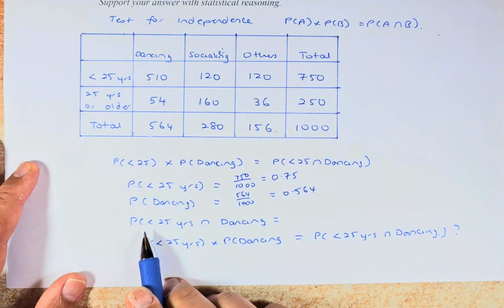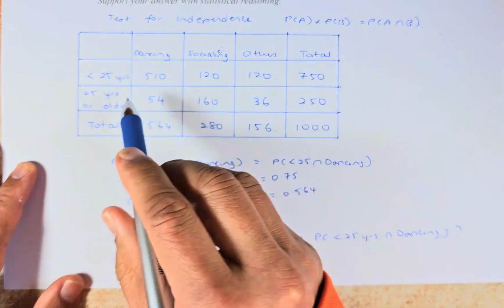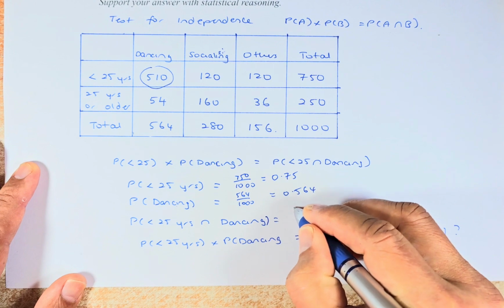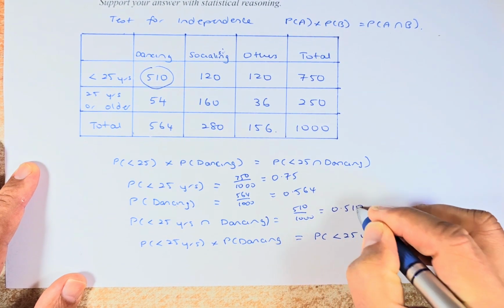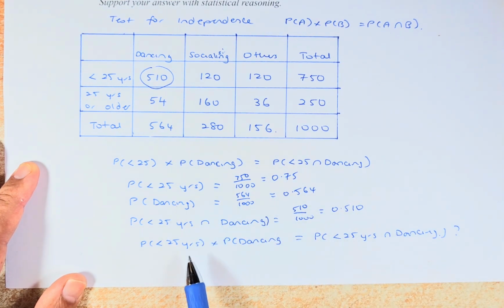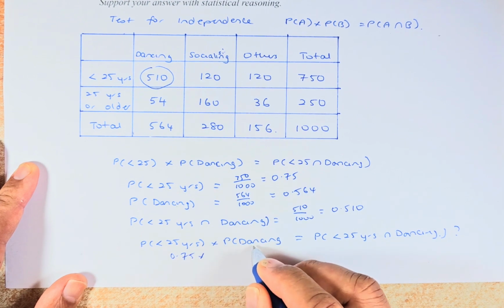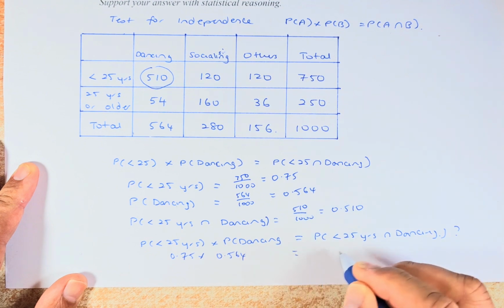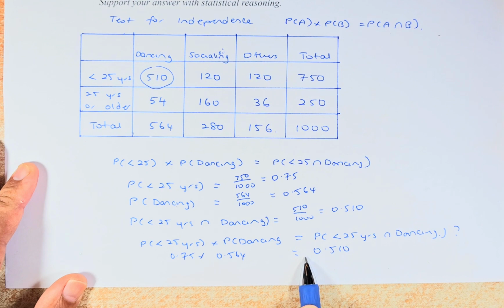Now we need to calculate the probability of being less than 25 and interested in dancing. In this area here, the probability is 510 over 1,000, which is 0.510. So we need to know: less than 25, which is 0.75, multiplied by dancing, which is 0.564, are they equal to 0.510? If they are equal, then they are independent. If they are not equal, then they are not independent.